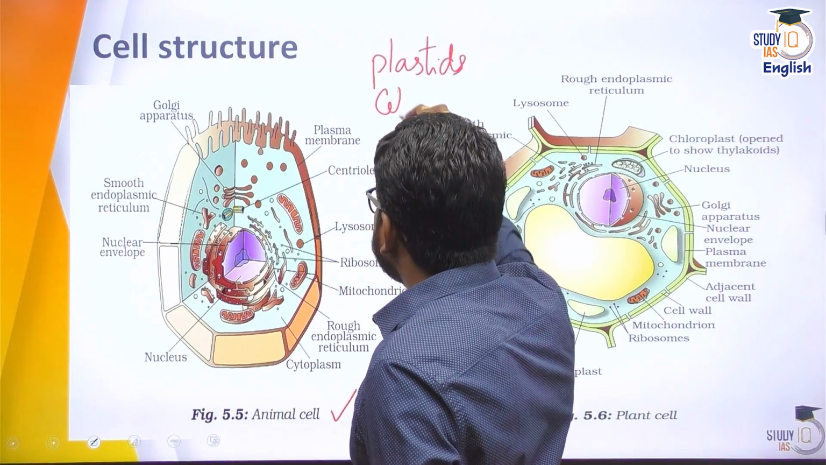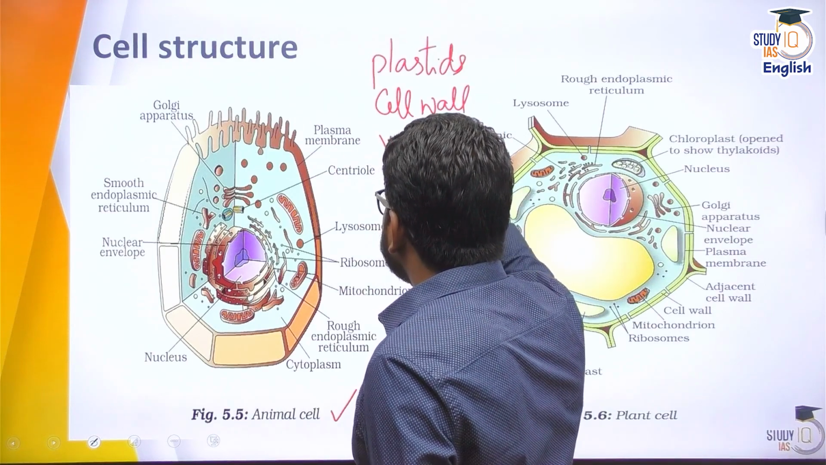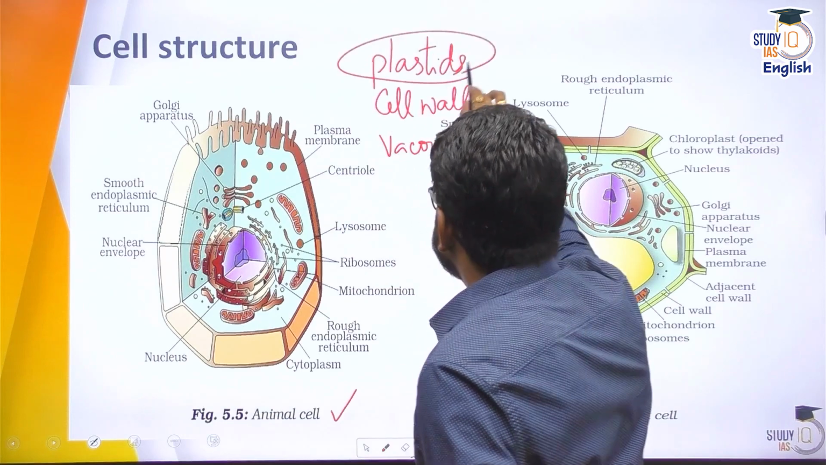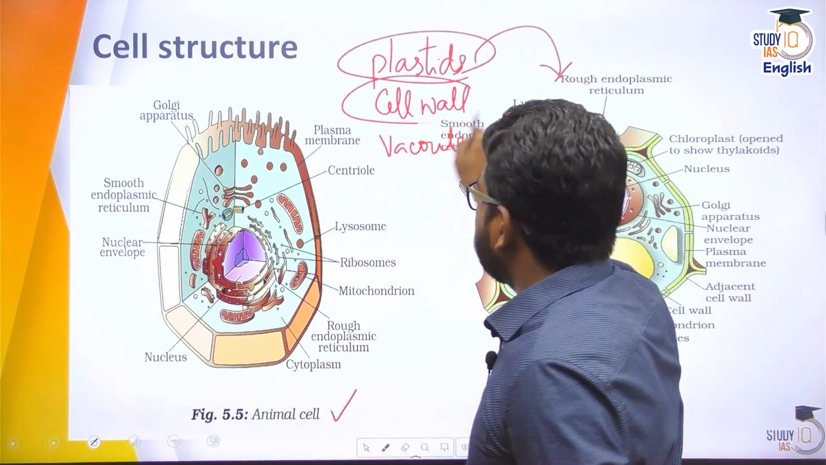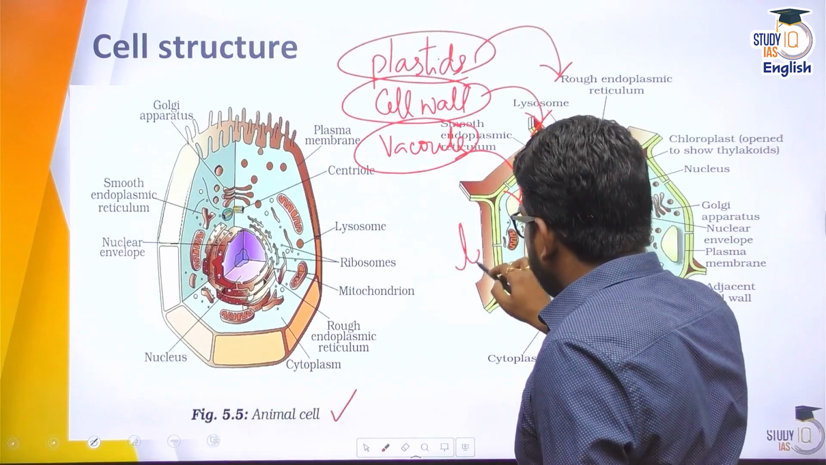The differences are connected to cell wall. The difference is also connected to vacuole. We said plastids are only present in plant cells. Cell wall is present in the plant cell. Vacuole in these plant cells are large.